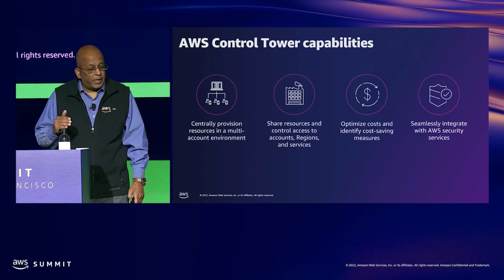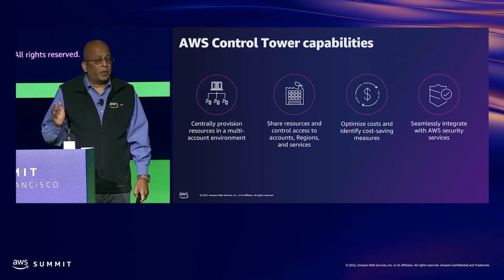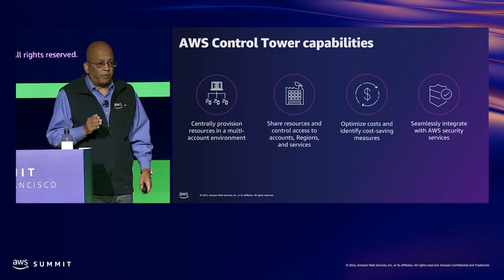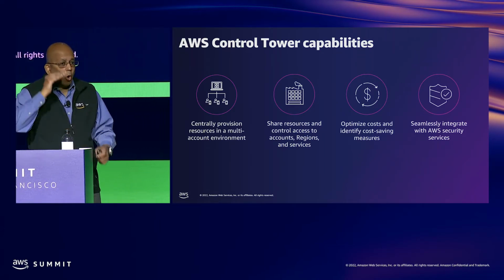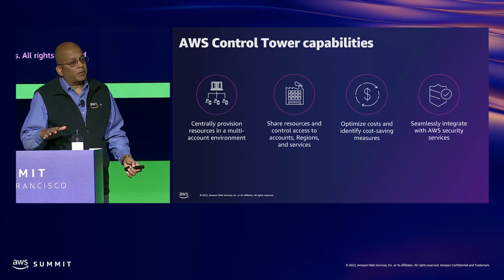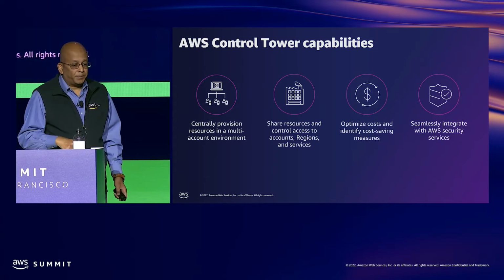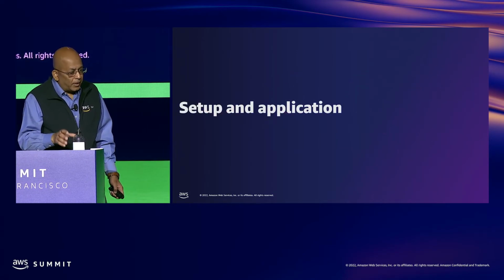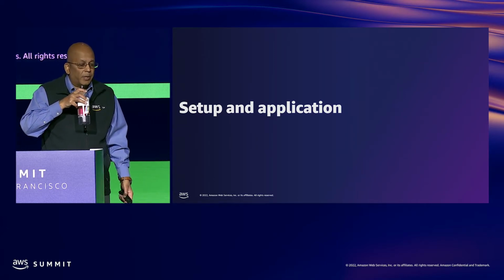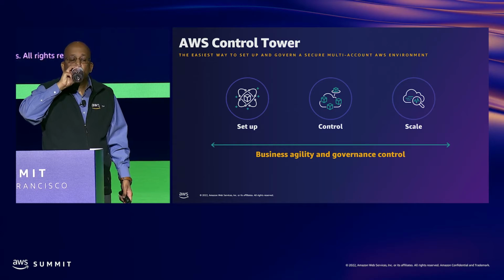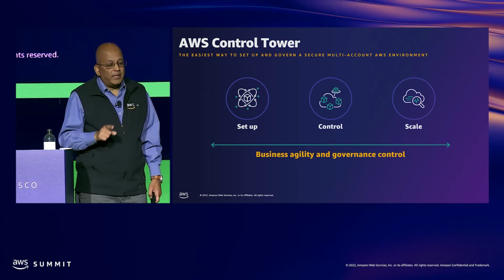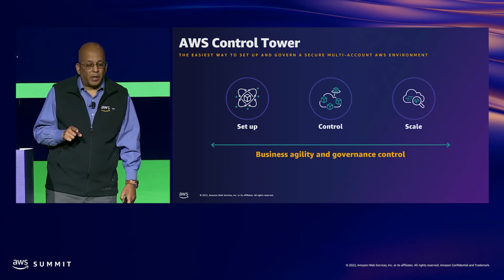And the last point is it seamlessly integrates with our AWS security services. So we will talk about it in more detail, but there will be certain services that we'll walk through where you enable them at the organizational level and it applies to all your member accounts, right? And you get to control how that is applied. Let us talk through some of the setup that occurs as part of using AWS Control Tower. Just want to reiterate, it is the easiest way to set up and govern a secure multi-account environment.